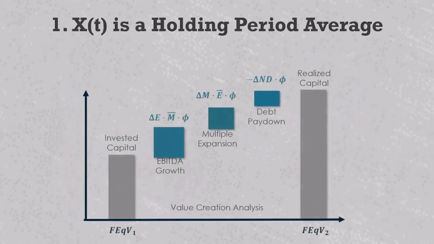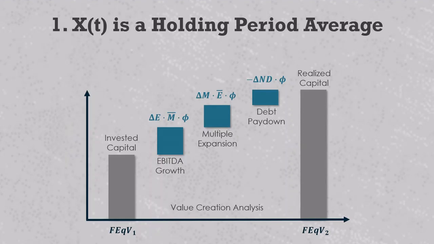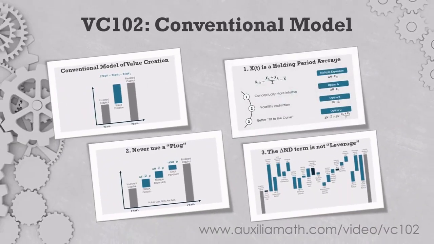So in our models, you'll find holding period averages everywhere, not just for the multiple and the EBITDA, but also for revenue, EBITDA margin, ownership percentages, equity ratios, etc. They provide results that are less volatile, and in general, they make all the equations work better.